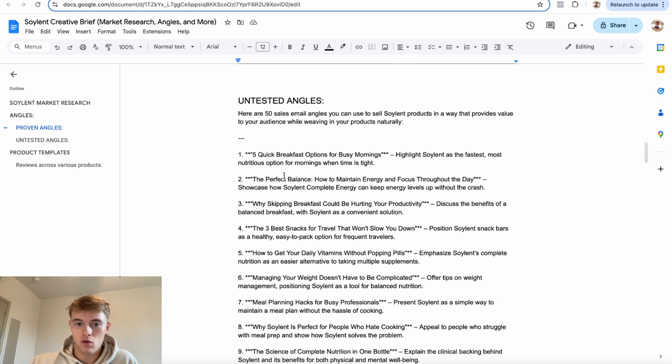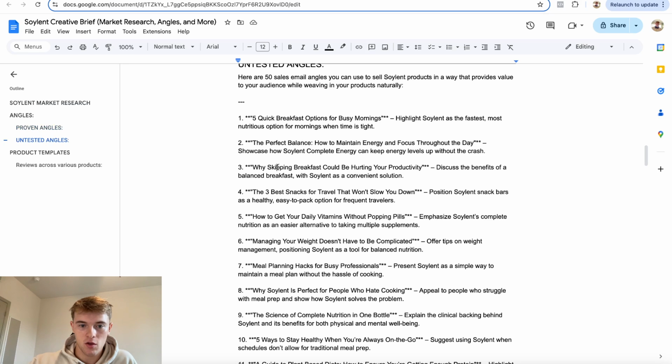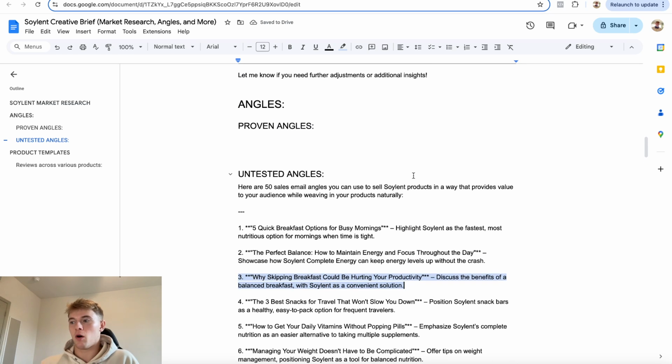So what we do on our team is, let's say we wanted to use angle number 3 here, why skipping breakfast could be hurting your productivity. Again, another amazing angle. We highlight it in light blue. That way we know it's been used. And then at the end of every month, we basically go through Klaviyo and look at all the best performing campaigns. And we pull out usually anywhere from 2 to 5 winners. And then we put them here in the proven angles section.